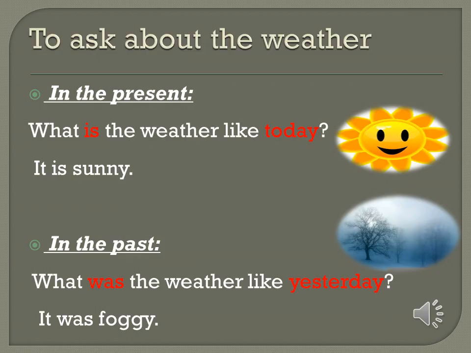Here we will learn how to ask about the weather. When we ask about the weather in the present, we ask, what is the weather like today? Yes, it is sunny. But when I want to ask about the weather in the past, I use the question, what was the weather like yesterday? It was foggy. So, what is the weather like today in the present? But what was the weather like yesterday? It's in the past.